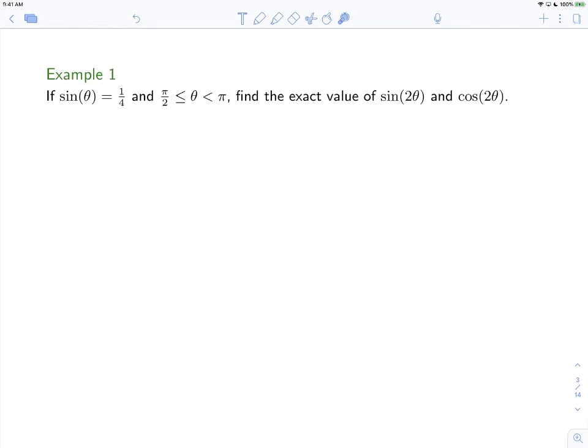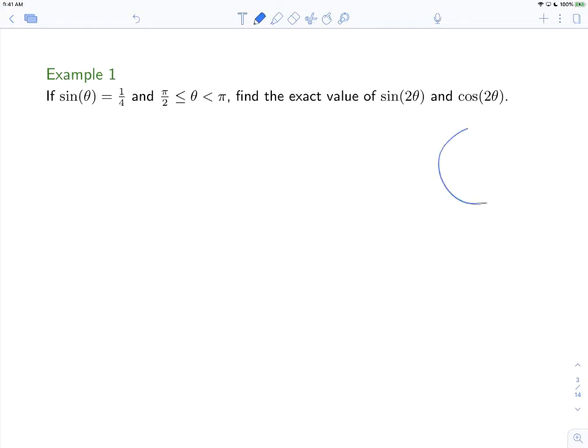For our first example, we know that sine of theta is 1/4, and we know that theta is between pi over 2 and pi. Given that information, find the exact value of sine of 2 theta and cosine of 2 theta. This information here, that theta is between pi over 2 and pi, is here to tell us that our angle theta is in the second quadrant.